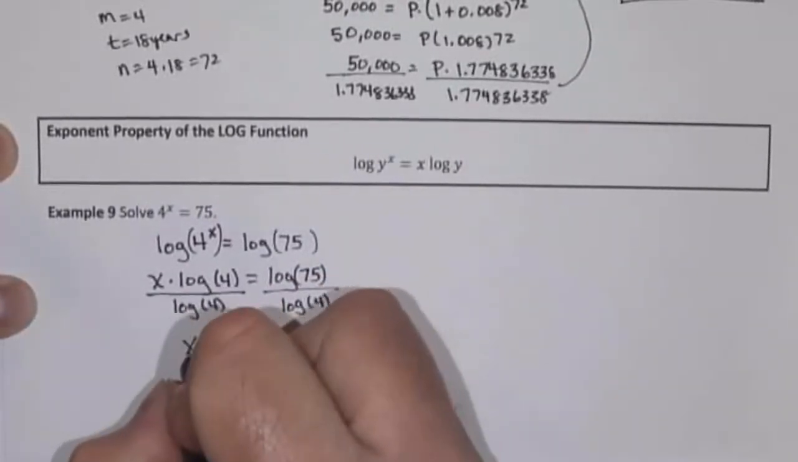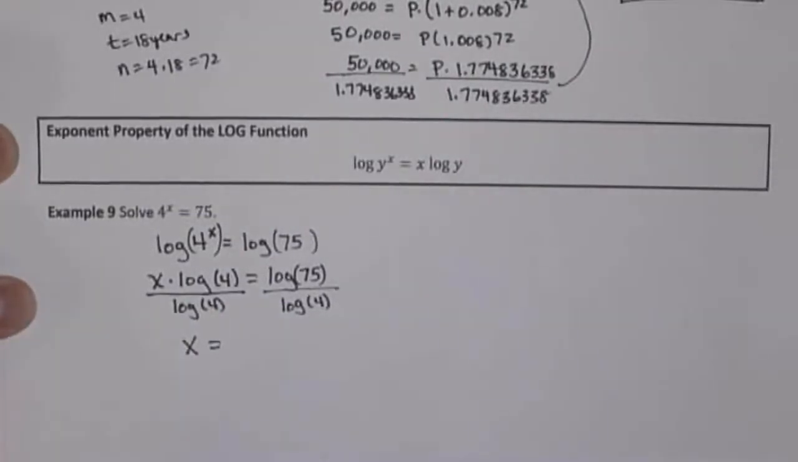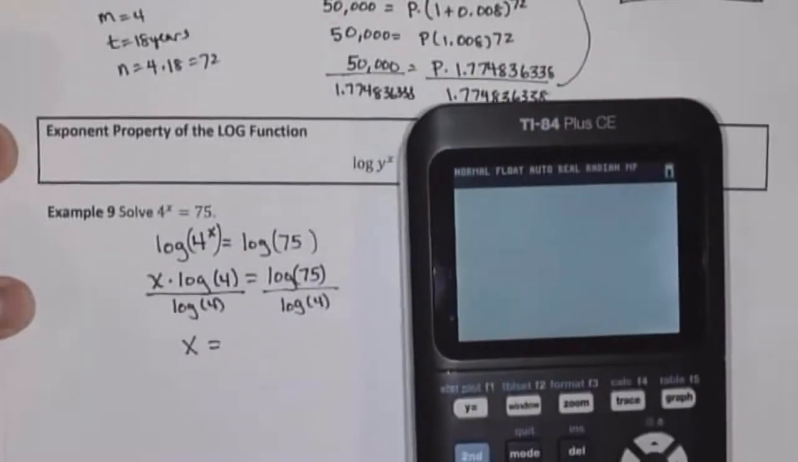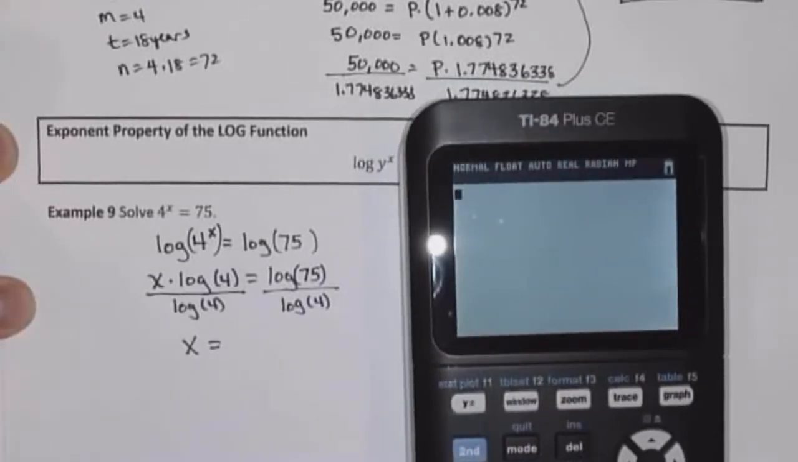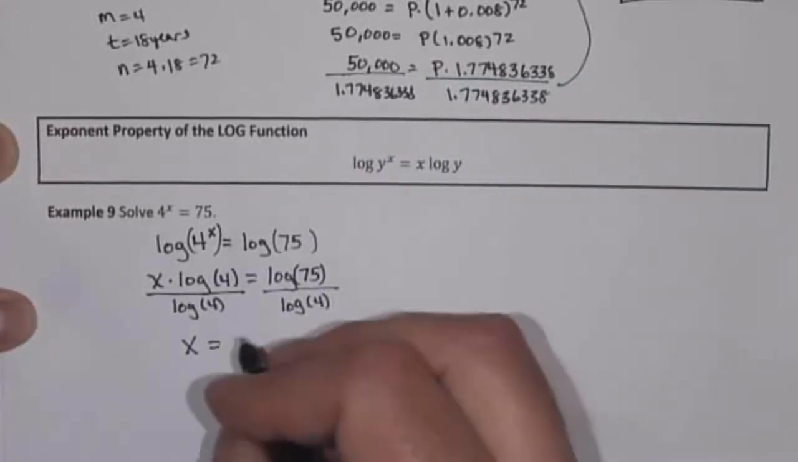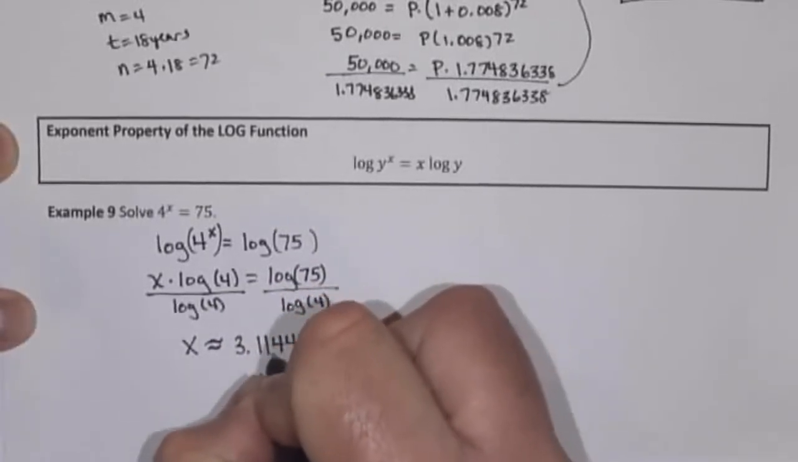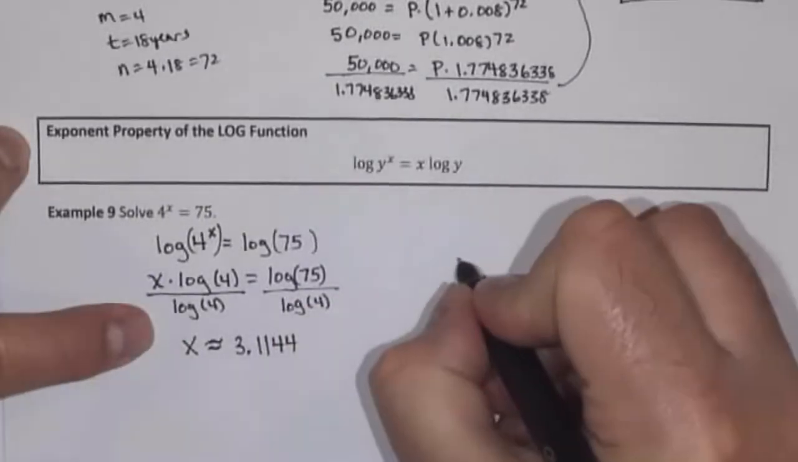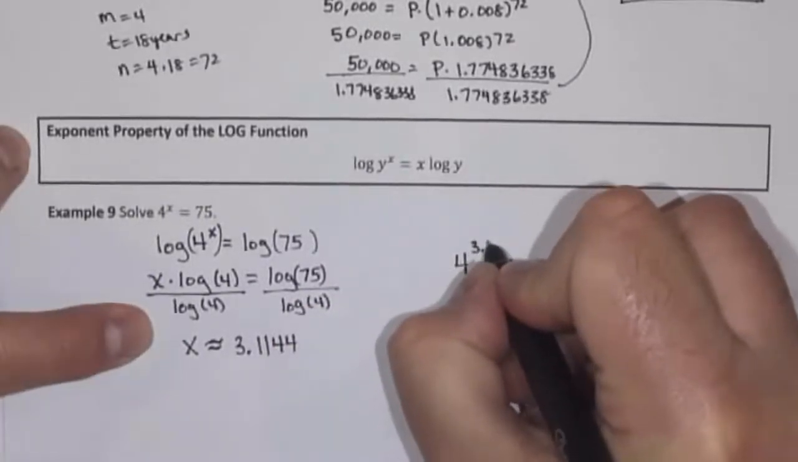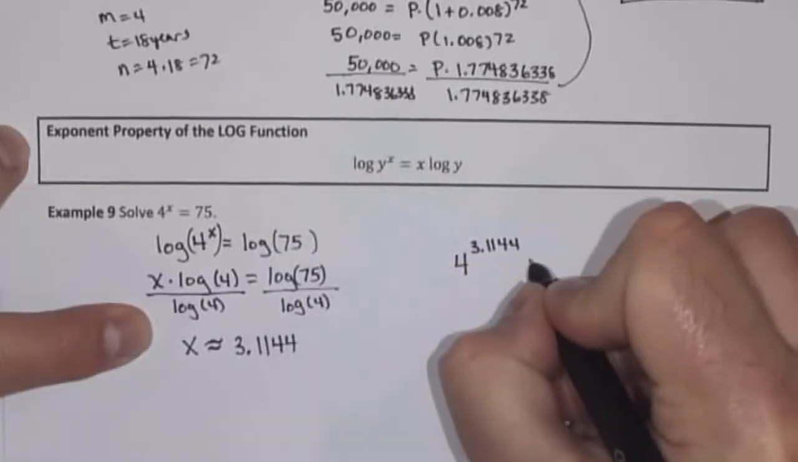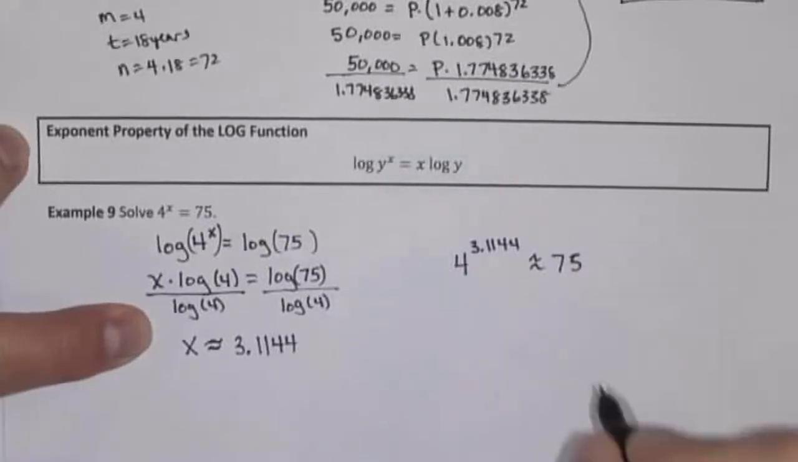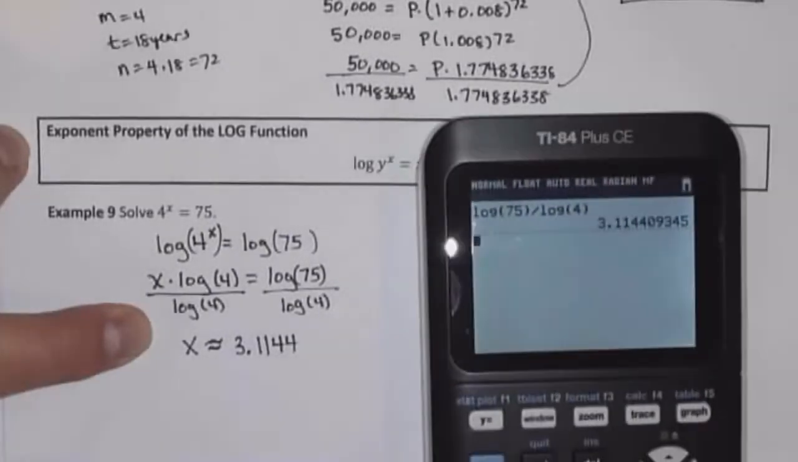If I do that, then x is going to equal the log of 75 divided by the log of 4. And we can do that on our calculators. The log of 75 divided by the log of 4 is approximately 3.1144. So in other words, if I take 4 and raise it to the 3.1144 power, that should be approximately equal to 75. And so we could check that.